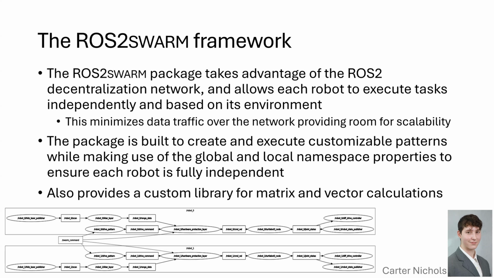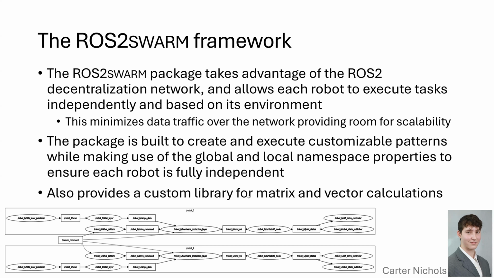It does this by making sure each robot is executing its task or patterns individually. Like here in this bottom picture, you can see that robot 0 is a local namespace, and all of the nodes and topics are created inside this local namespace, meaning it's running purely on the robot and there's not too much communication going between the host computer and the robot or between the robot and another robot, therefore minimizing the amount of data going over the network.